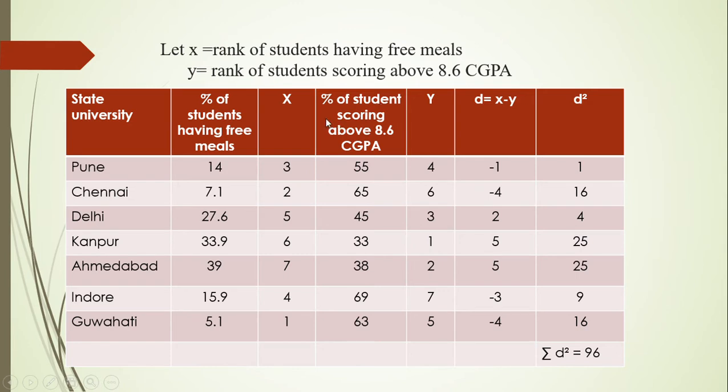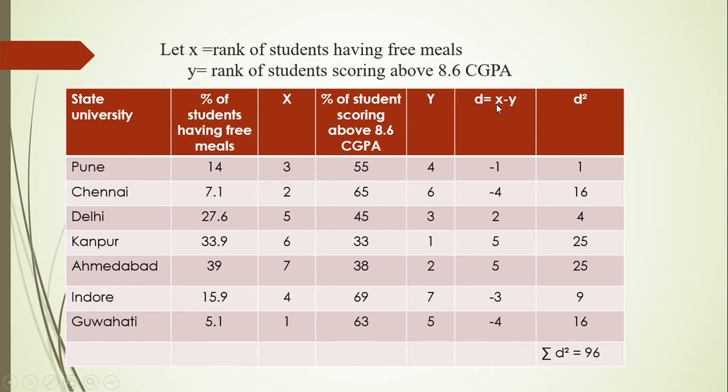And now second is the percentage of the students scoring above 8.6 GPA. So let us consider the lowest value as the first rank. So 33 is the lowest value, lowest percentage, so assign it 1. Then after 38 assign 2, then after 45 assign the third rank, then after 55, and so on. So this is the rank of the students scoring above 8.6 GPA.